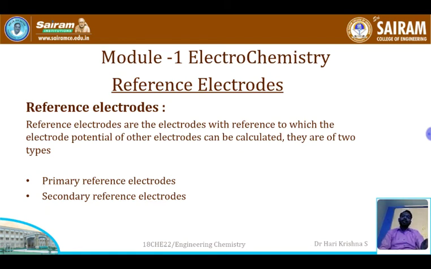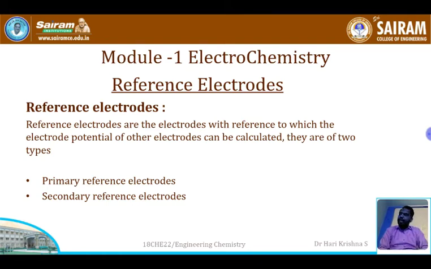This reference electrode should be standardized. The potential of this electrode should not depend upon the concentration of the solution in which it is dipped. It should not depend upon the temperature and pressure of the surroundings. So what are such electrodes? Reference electrodes are the electrodes with reference to which the electrode potential of other electrodes can be calculated or determined.